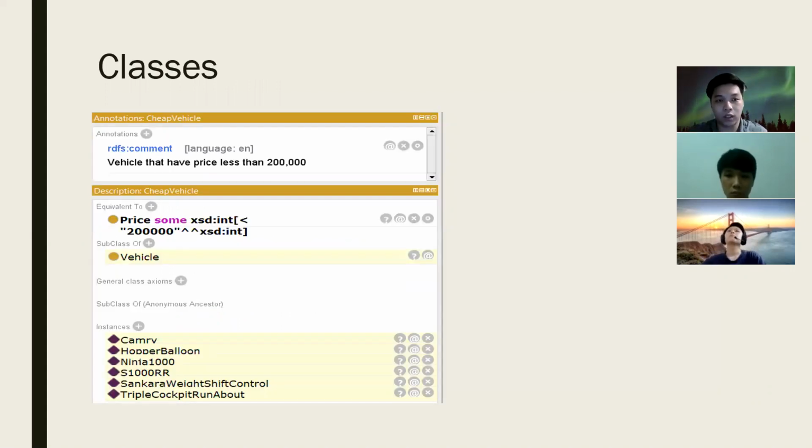So now it's a cluster. This is the first class, which is the cheap vehicle. The purpose of having cheap vehicle is to identify the vehicle which is lower than 200,000, by using the equivalent to price as a data property restriction, and then putting the price as an integer. After we put the price as an integer, the reasoner will automatically find out if the vehicle is lower than 200,000, and therefore it is called a cheap vehicle.